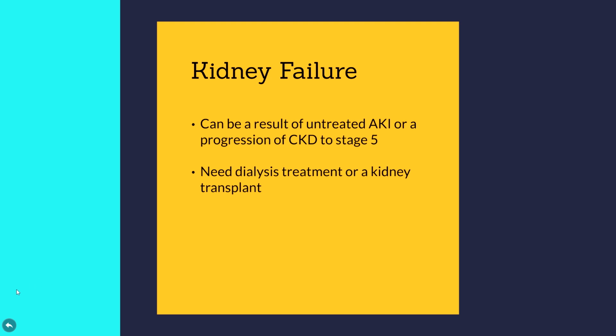Kidney failure can be from chronic kidney disease or an acute kidney injury, formerly known as acute kidney failure. You might see that in some resources. But kidney failure is when it's progressed to the point that the nephrons in the kidneys can't do their job: fluid balance, blood pressure regulation, acid-base balance, all of those things we talked about in the beginning of this module. This can be a result of untreated acute kidney injury or the progression of chronic kidney disease to stage 5. At this point, in full-blown kidney failure, dialysis or a kidney transplant is going to be needed to sustain life.